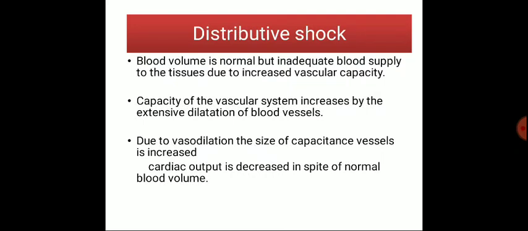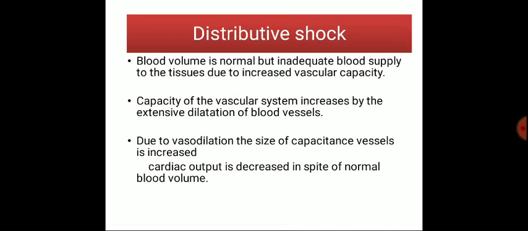Then we come to distributive shock. Distributive shock, also known as low resistance shock or vasogenic shock. Low resistance shock occurs when neural reflexes or toxic substances cause excessive vasodilatation within the vascular system.